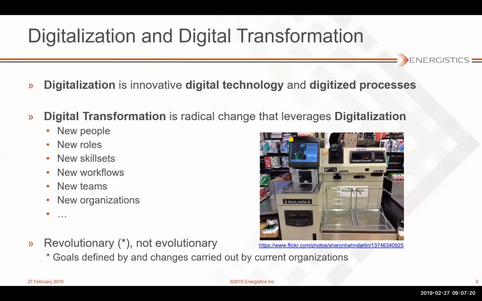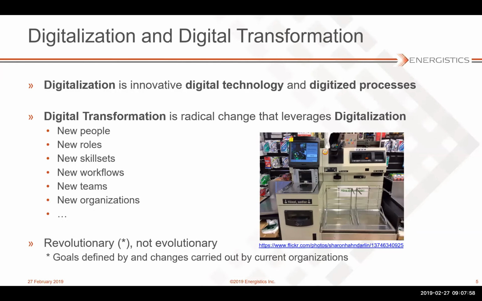So for my purposes today, I'm defining digitalization and digital transformation, where digitalization is innovative digital technology and digitized processes. So digitized processes is taking formerly analog data and making it digital. Classic example of that is scanning paper well logs, turning those into digital formats that can be used alongside logs measured today using more modern methods, or recorded using more modern methods.